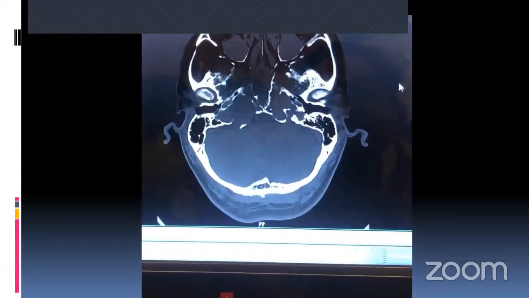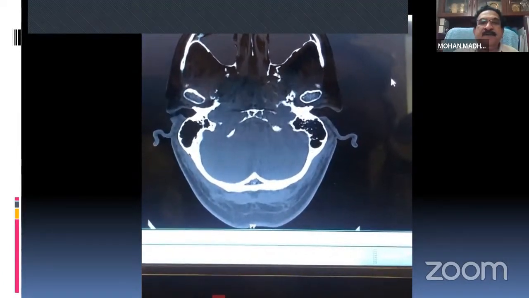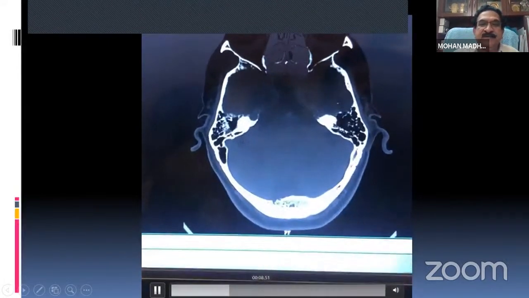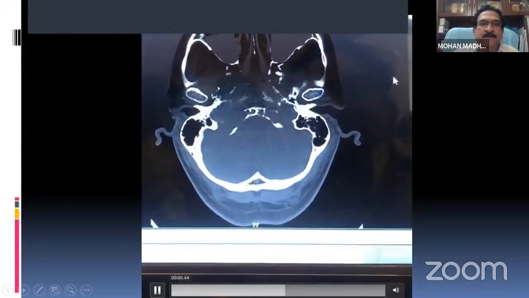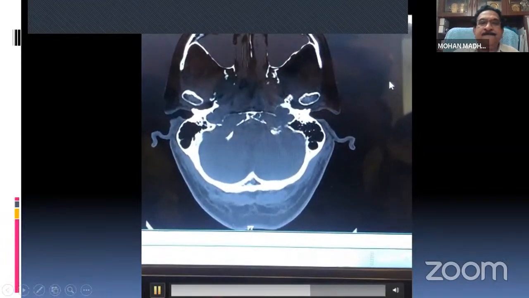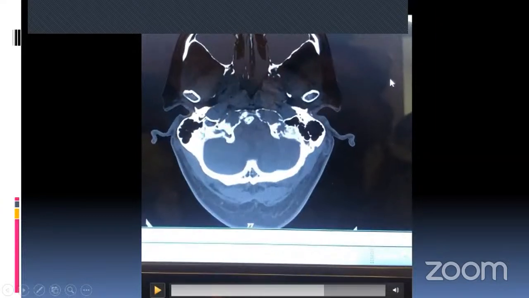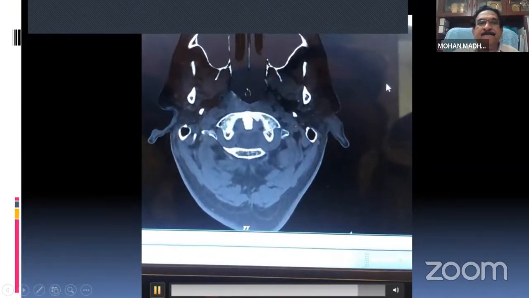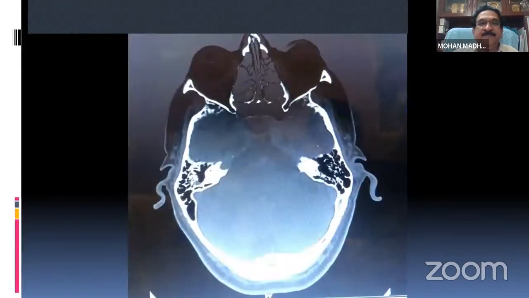I'll show you, this is your clivus, everything is gone, hanging down. This is the occipital condyle. I'll show you once again. See the occipital condyle, how dense it should have been. See that, so all becomes something like a cyst. That's okay. There is the CT.